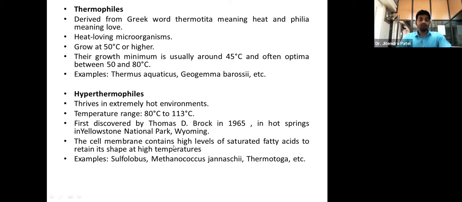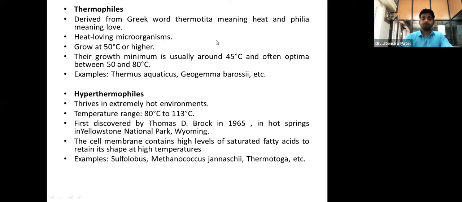The cell membrane contains a high level of saturated fatty acid, it seems, to remain stable at high temperature. Saturated fatty acid means it's difficult to break them with temperature, let me tell you, right? Because the fatty acid is already saturated, it is not going to melt easily even though you are increasing the temperature, right? So the examples of this kind of bacteria are Sulfolobus, then Methanococcus, Janus G, and Thermotoga, etc. These are the examples of hyperthermophile type bacteria. So that we need to know.